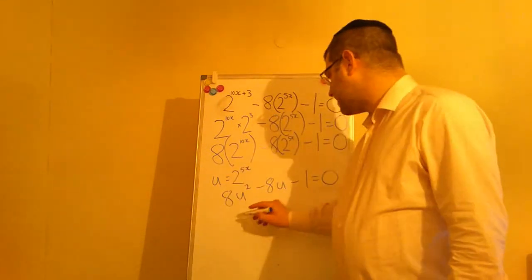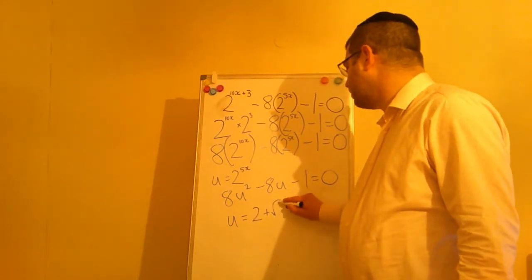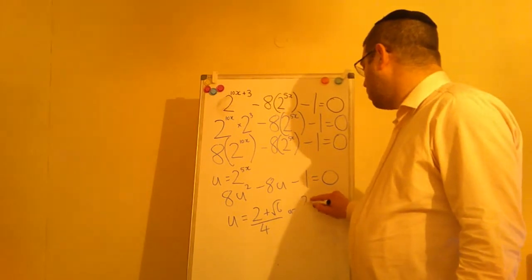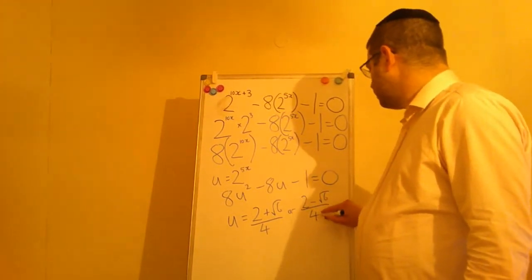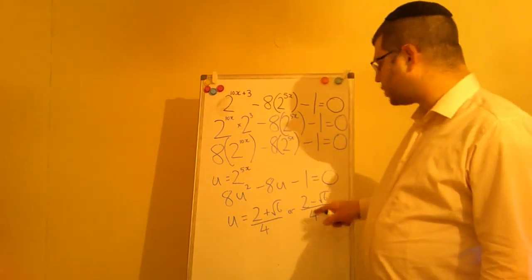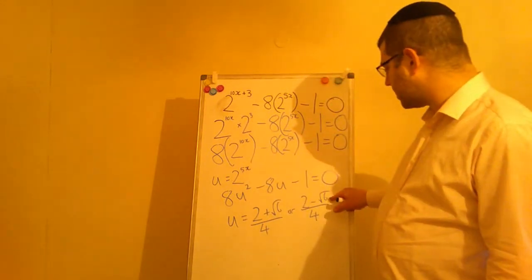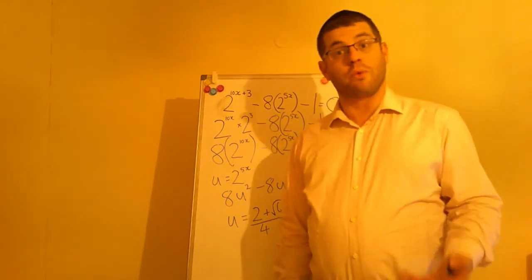Solving this quadratic gives you 2 plus root 6 over 4, or 2 minus root 6 over 4. And you would soon realise that if you look at that value there, 2 minus root 6 over 4, that's negative. It has to be, because root 6 is bigger than root 4, so the numerator is clearly negative, which means the whole thing is negative.